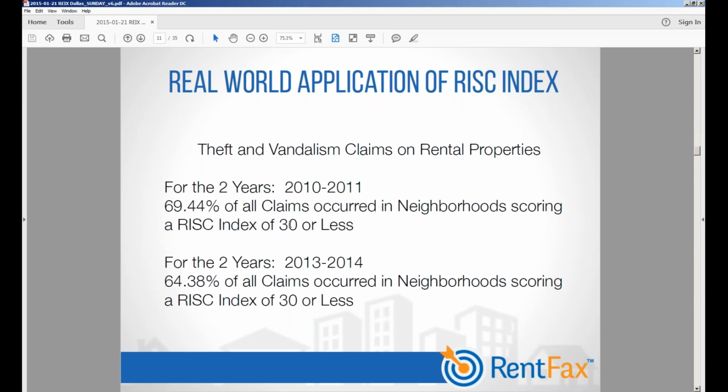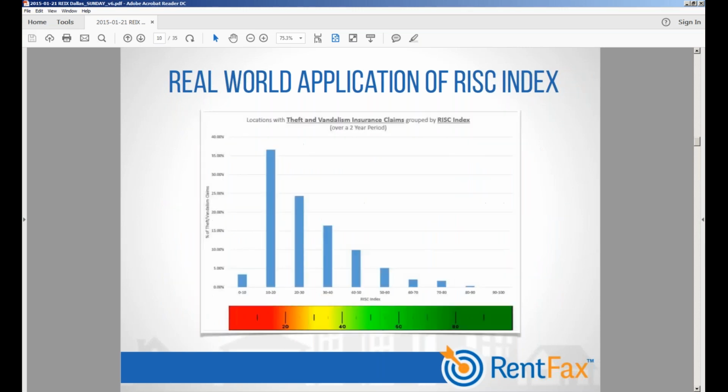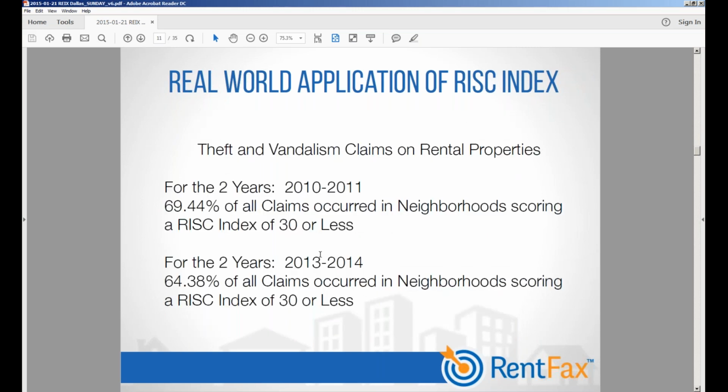So in a summary of their results, for the 2 years from 2010 to 11, almost 70% of all their claims occurred in neighborhoods scoring 30 or less on the risk index. And then we did an additional follow-up study for them in the years 2013 to 2014, and 65% of all the claims occurred again. So pretty similar results, again, 30 or less on this scale here. So right here is 30. 30 and down is where all this high exposure to these claims was occurring.